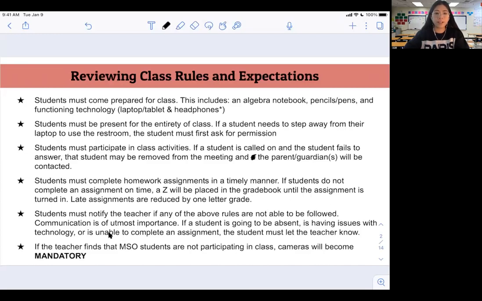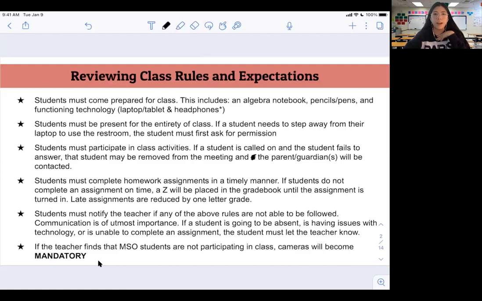Because I am very lenient, but you have to communicate it with me. Now, last thing, if the teacher finds that MSO students are not participating in class, cameras will become mandatory. Now, technically, cameras are mandatory. Technically speaking, everybody is supposed to have their cameras on right now. But I've been very lenient with that because I personally understand why you wouldn't want to have your camera on.